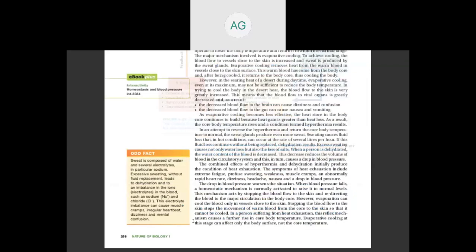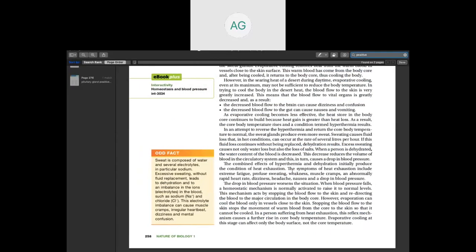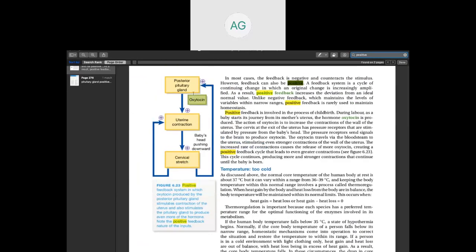And I'll do a quick example of a positive feedback so that we can differentiate between them. Okay, so what is a positive feedback? Positive is like the same, similar. If the body needs something, the body is making it. It's not stopping it. For example, baby birth. The oxytocin hormone is produced by the pituitary gland and stimulates the contraction of the uterus so that the baby's head is pushing downward.